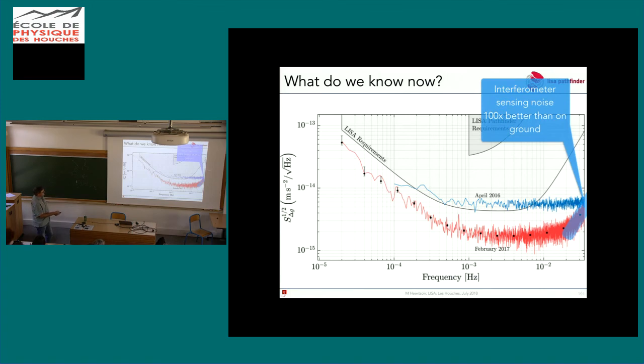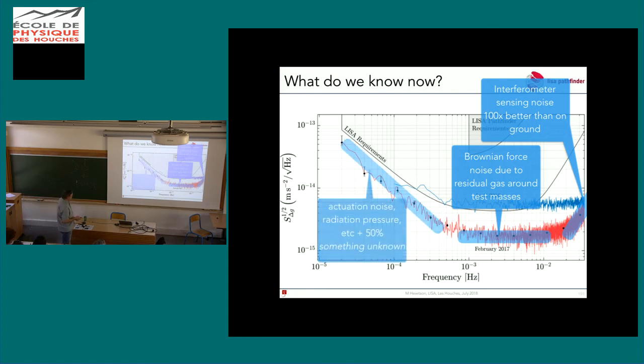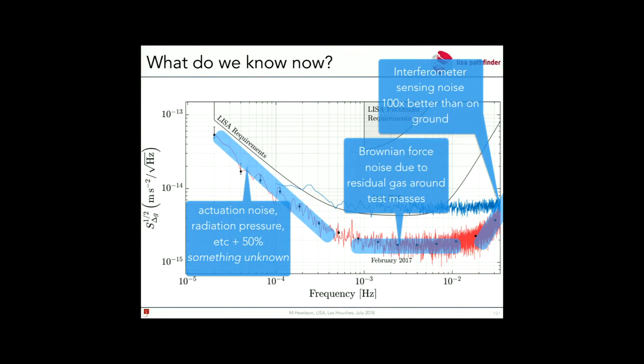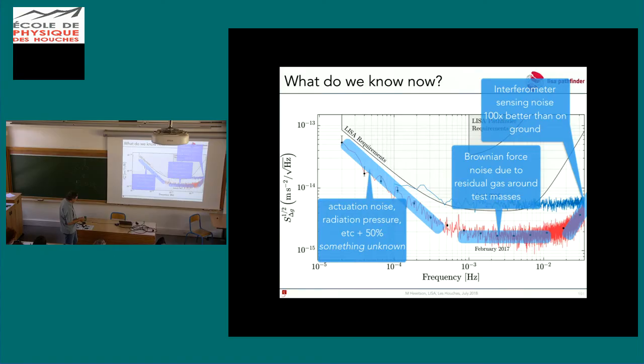So this is still interferometric sensing noise, 100 times better than on ground, but it's the limiting thing over here. This part in the middle is still due to residual gas around the test masses and would still continue to decrease if we were still measuring. And this is partly known, okay? There is still some residual actuation noise coming from the fact that we have to control the angle of the test mass. That gives us a force noise here in a crosstalk.